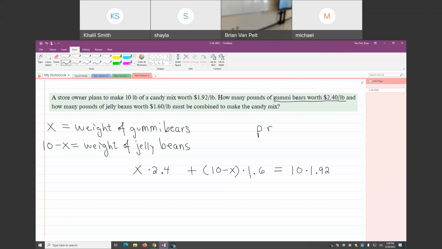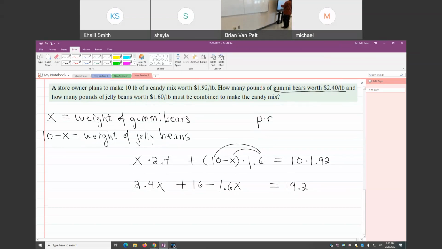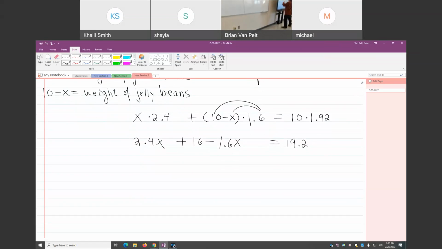I personally don't care about the decimal, so I'll just multiply everything out by doing this. So I'll rewrite that as just 2.4x plus 16 minus 1.6x. Then I just got to move the decimal over 1, 19.2 that side. Let me combine those x's. Let me subtract the 16.